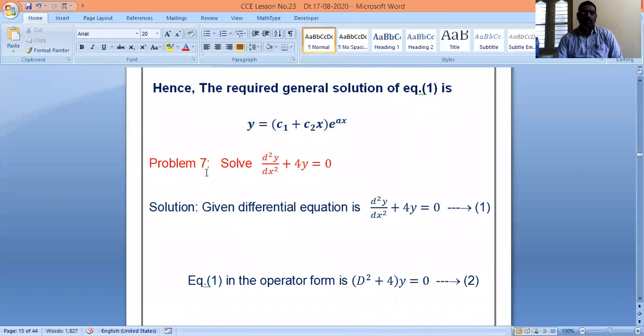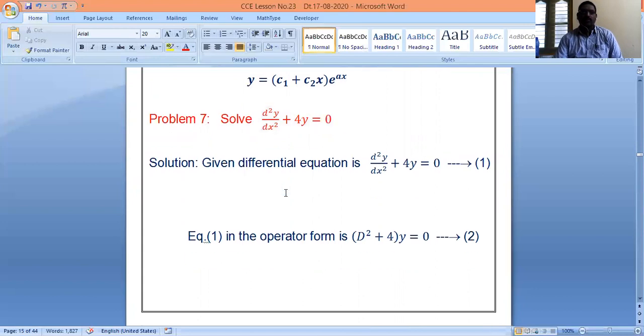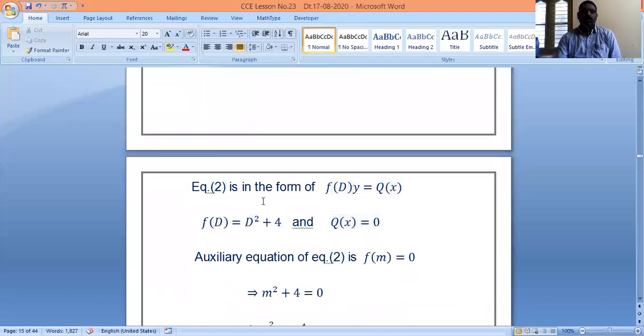Now, problem 7. Solve d square y by dx square plus 4y is equal to 0. Here the given differential equation is d square y by dx square plus 4y is equal to 0. Let this equation be 1. Equation 1 in the operator form is (D square plus 4) into y is equal to 0. Let this equation be 2. Now equation 2 is in the form of f of D into y is equal to Q of x. Here f of D is equal to D square plus 4 and Q of x is equal to 0.